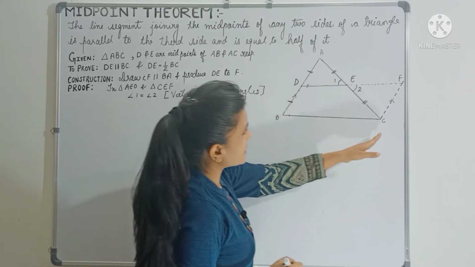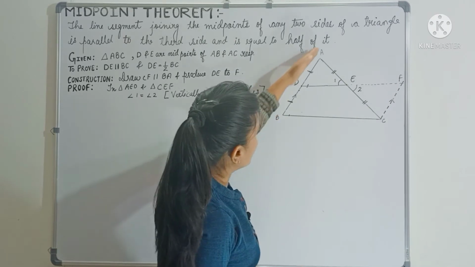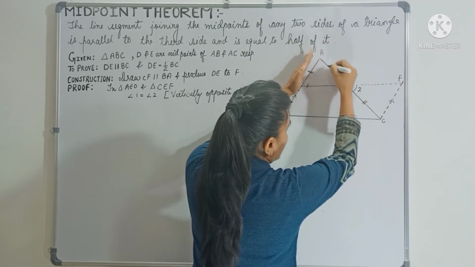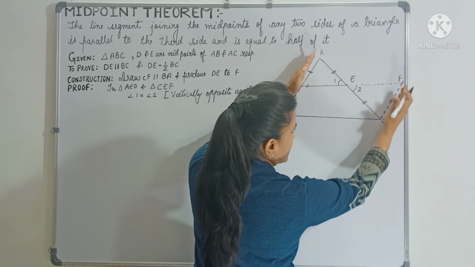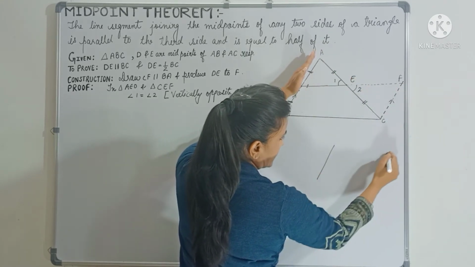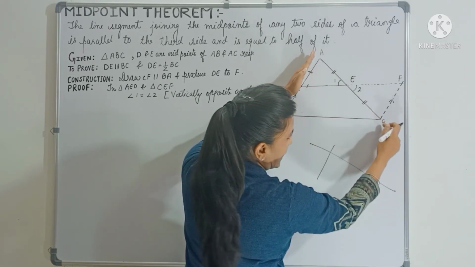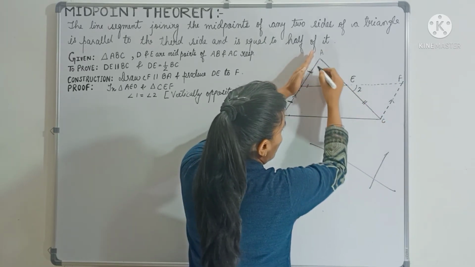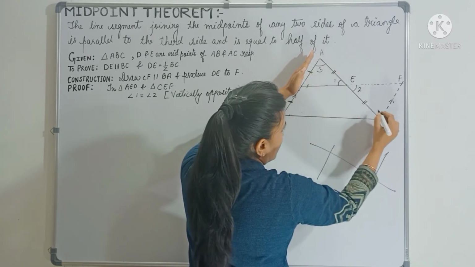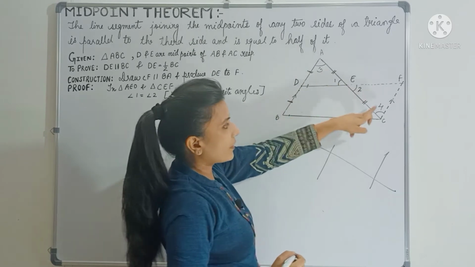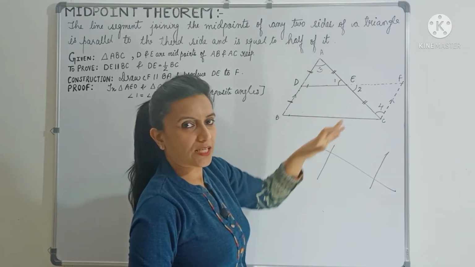Now here CF is parallel to BA, right? These two lines are parallel, correct? And this will act as a transversal, right? These two lines are parallel, you can check, and this line will act as a transversal. So what about 3 and 4? What can you comment about angle 3 and 4? Aren't they alternate interior angles, right?